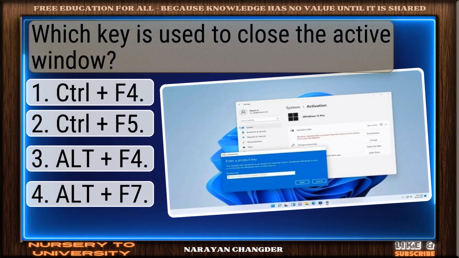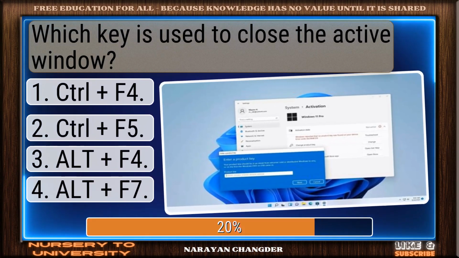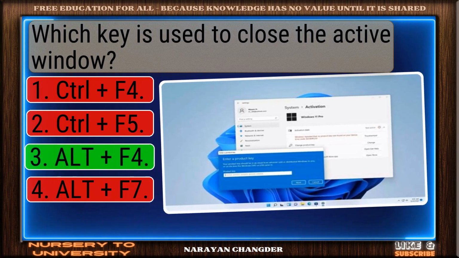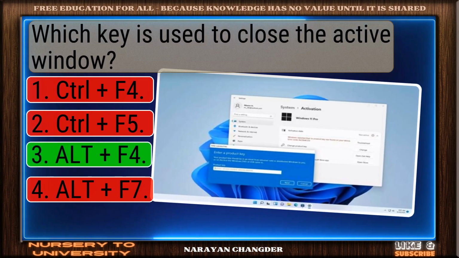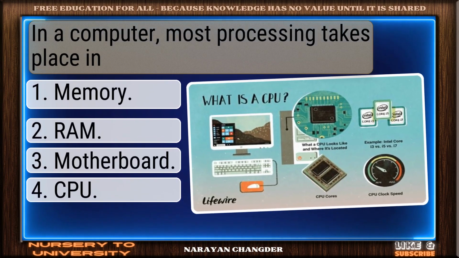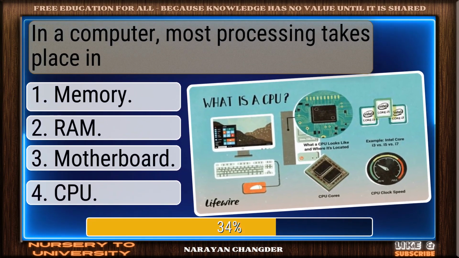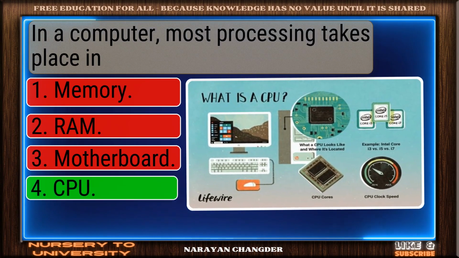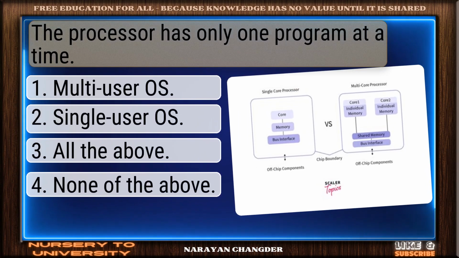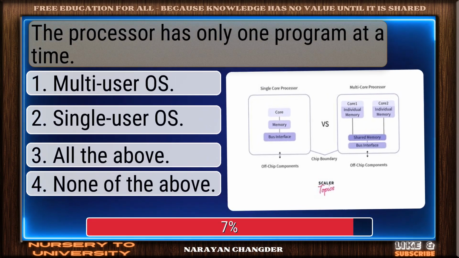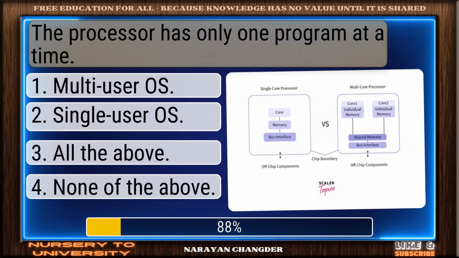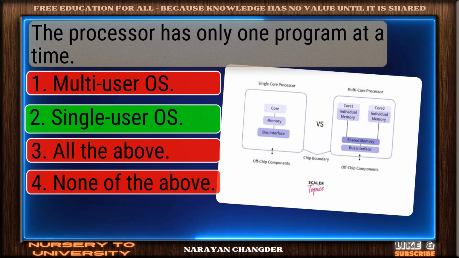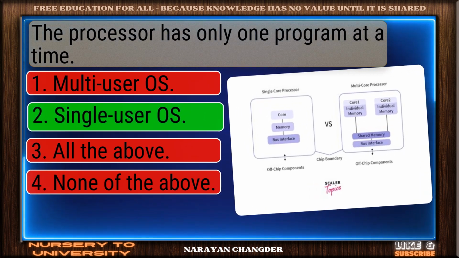Which key is used to close the active window? Right again. Alt plus F4 is a valid answer. In a computer, most processing takes place in. You chose CPU, and it is correct. The processor handles only one program at a time. Nice selection. Single-user OS is the correct and valid answer.